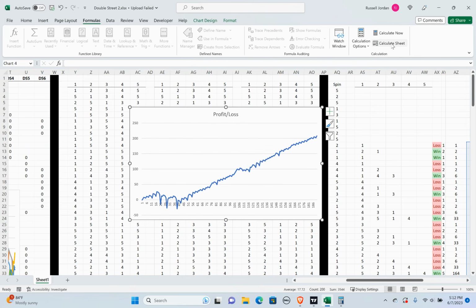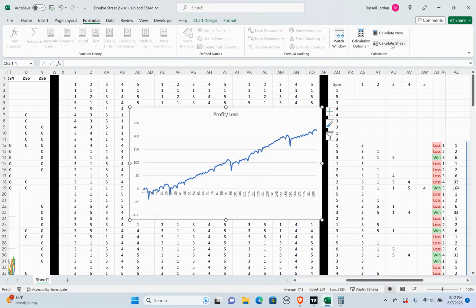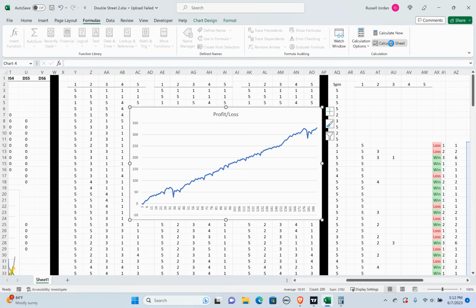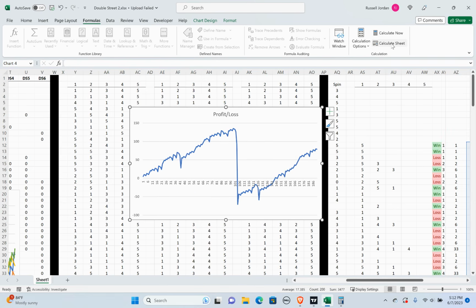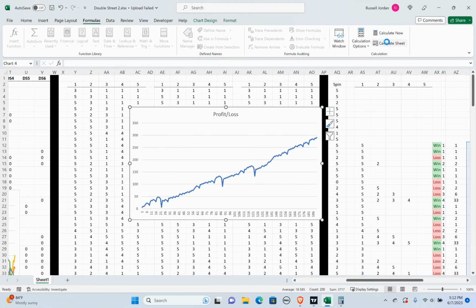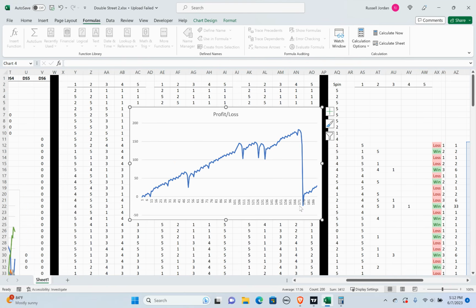That's pretty good. Also pretty good. Pretty good. Looks like we had a losing session right here, but it recovered. Another losing session here, but it looks like it recovers. So anyway, this looks good.